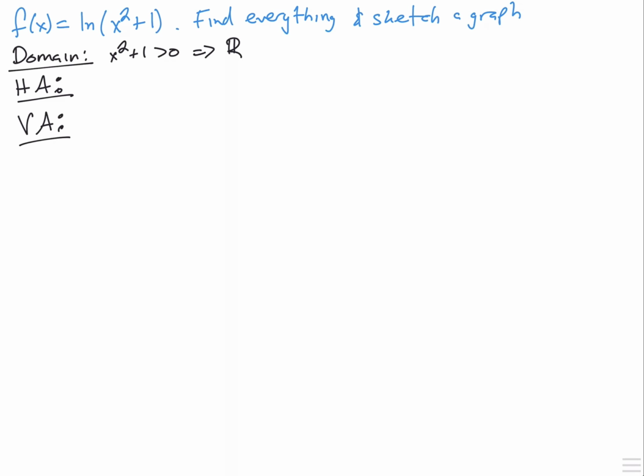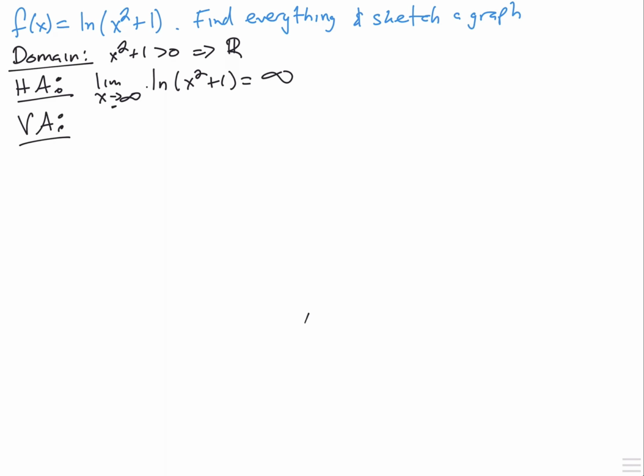What are the horizontal asymptotes? None, right? So you take the limit as x goes to infinity, and what do you get? You get infinity, right? So, okay. And then what about if I change this to minus infinity? Same thing, right? Okay. What about vertical asymptotes?